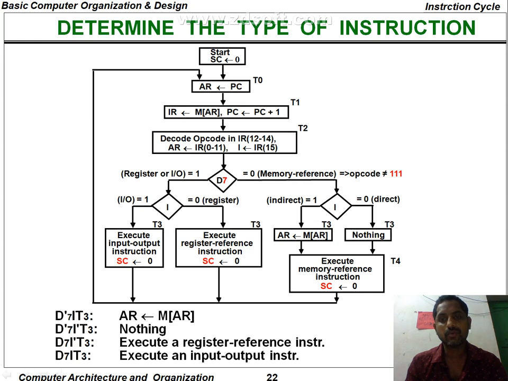When going from the memory references, for indirect it will be M of AR, for direct there is nothing to that, and it will execute the memory reference instruction, that is S equal to 0. Okay, here we can use the register reference instructions, input output instructions, and memory instructions. So here register and memory instruction, that is we can assign D7, then D7, the register instruction with bits 0 to 11 to specify the instructions. Okay, the control function and micro operations for the register reference instruction is here.